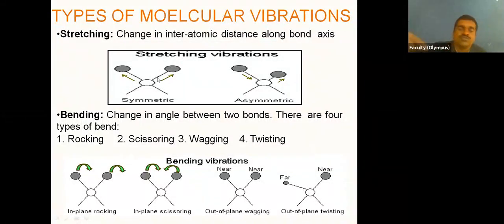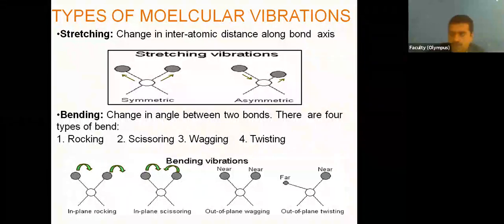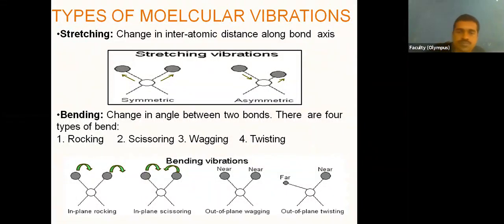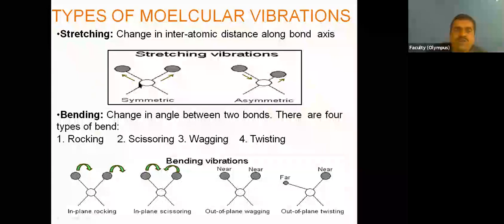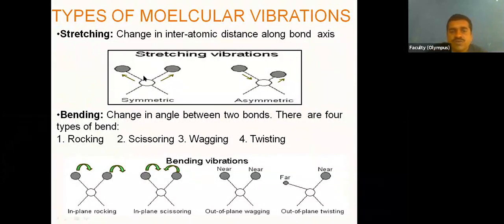Bond stretch happens like when we hold a spring, pull it and release it. That is stretching and compressing. Elongation and compression of bond length, while the bond angle remains the same. The bond angle does not change in stretching vibrations. So that is called stretching vibration.